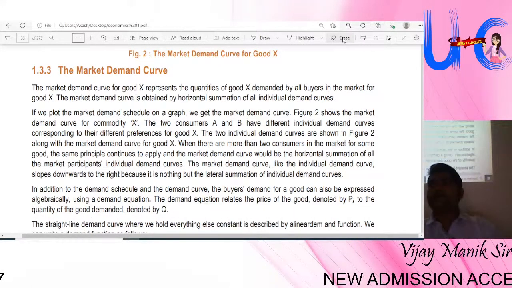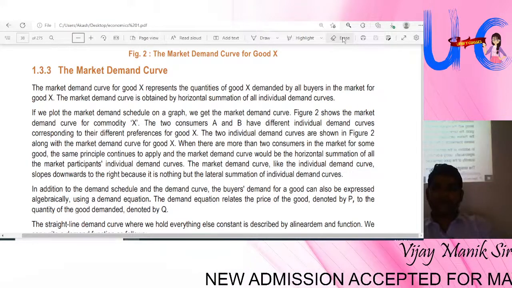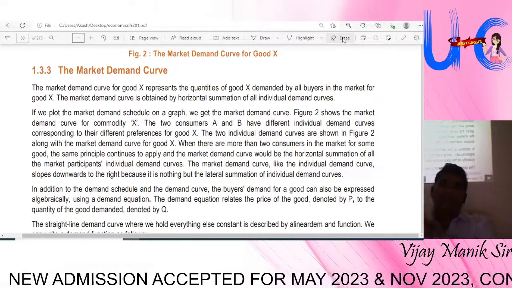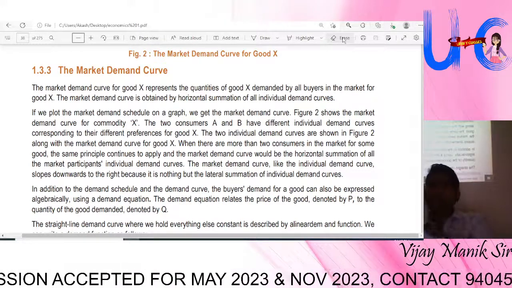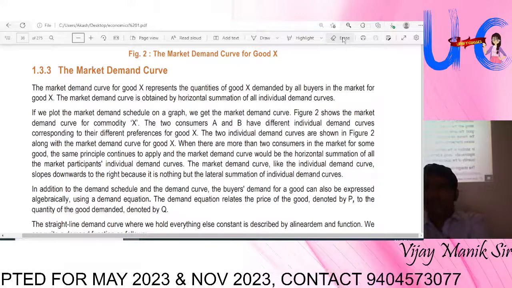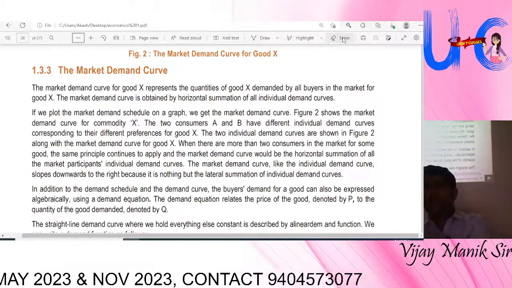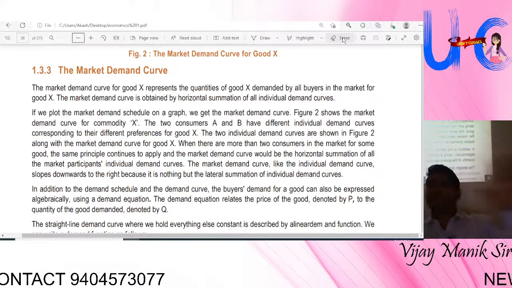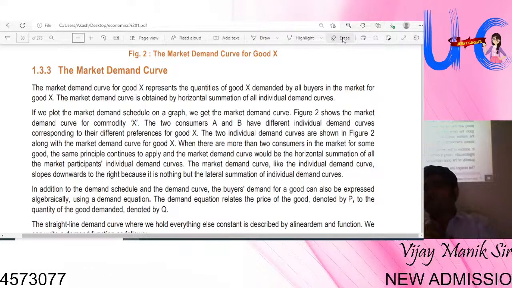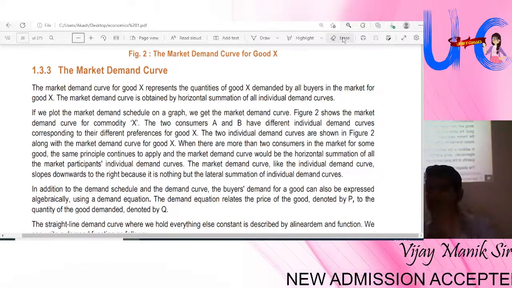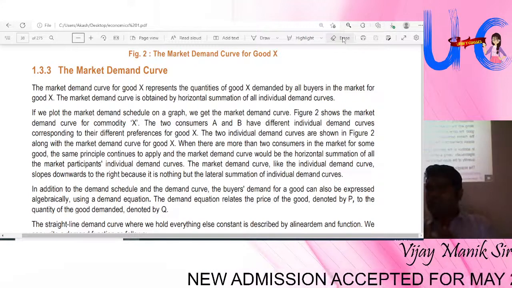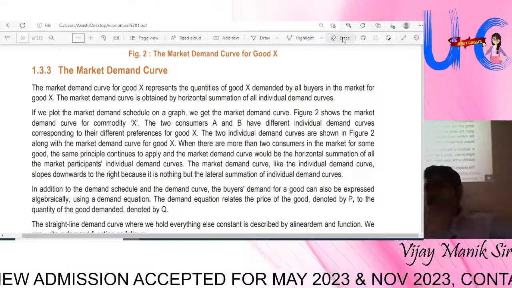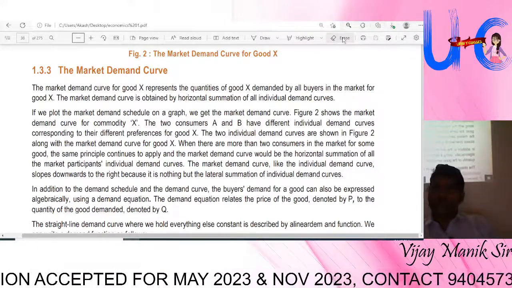Market demand curve. What is the market demand curve? We were taking the curve of a particular individual, of demand according to price and all. But in the market demand curve, we have to take the summation of the individuals. Summation means not only one person's demand curve, but more than one person's demand, and we have to add it and calculate it as a total. So that is called the market demand curve.